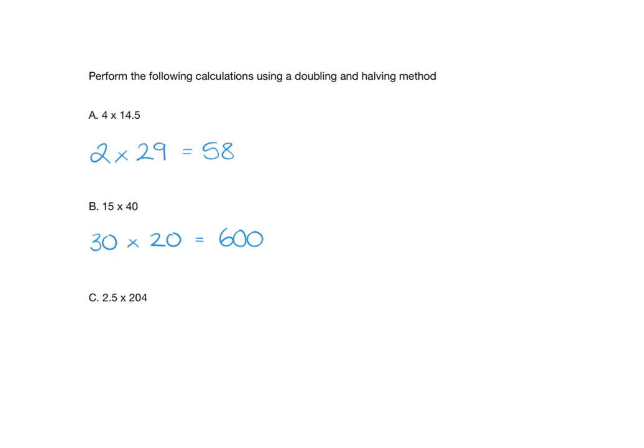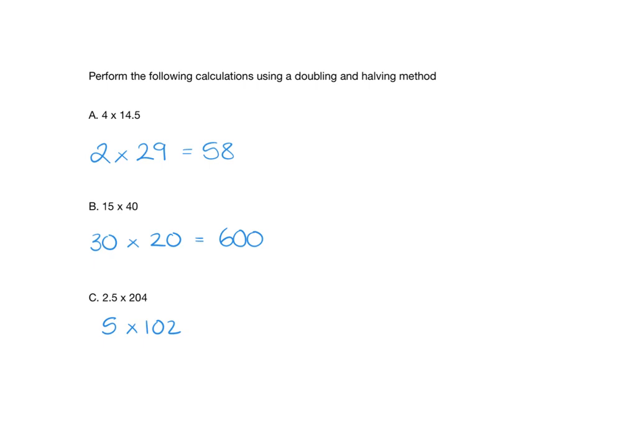Now, in this final example, we've got a decimal. So in order to be able to get rid of our decimal, we do want to double. So I'm going to double the 2.5 to give 5, and I'm going to half the 204, and this is going to give me 102.